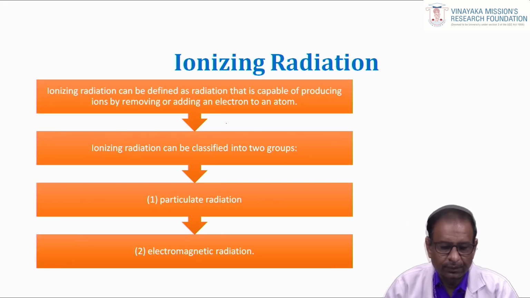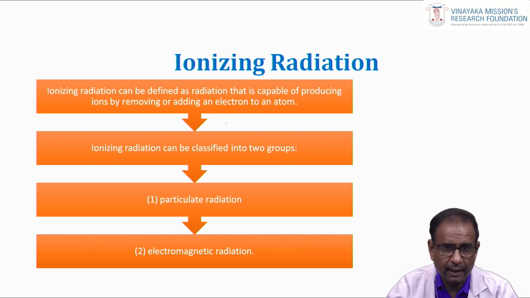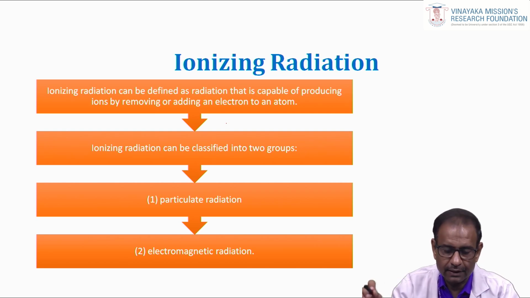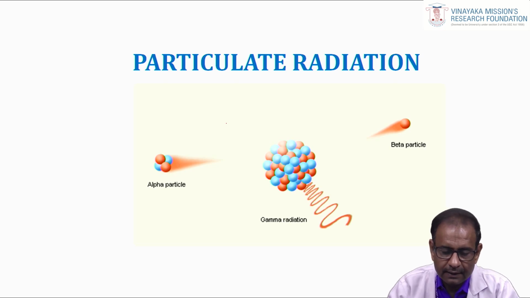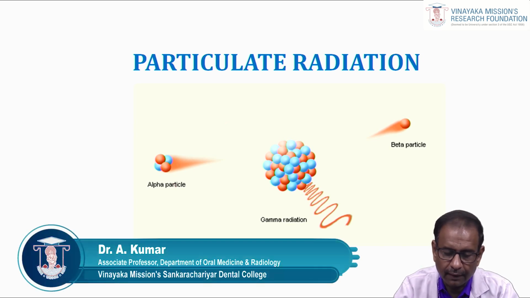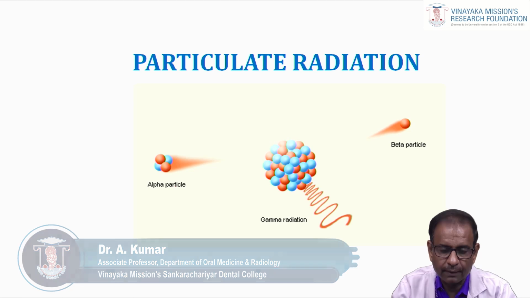Then ionizing radiation. Ionizing radiation is defined as radiation that is capable of producing ions by removing or adding one electron in the atom. Radiation capable of converting atoms to ions in this way is called ionizing radiation. Ionizing radiation can be classified into two groups: particulate radiation and electromagnetic radiation. Particulate radiation means particle-like radiation, like small bullets. Electromagnetic radiation means wave-like, energy-like radiation. Alpha particles, beta rays and gamma rays are included under particulate radiation.